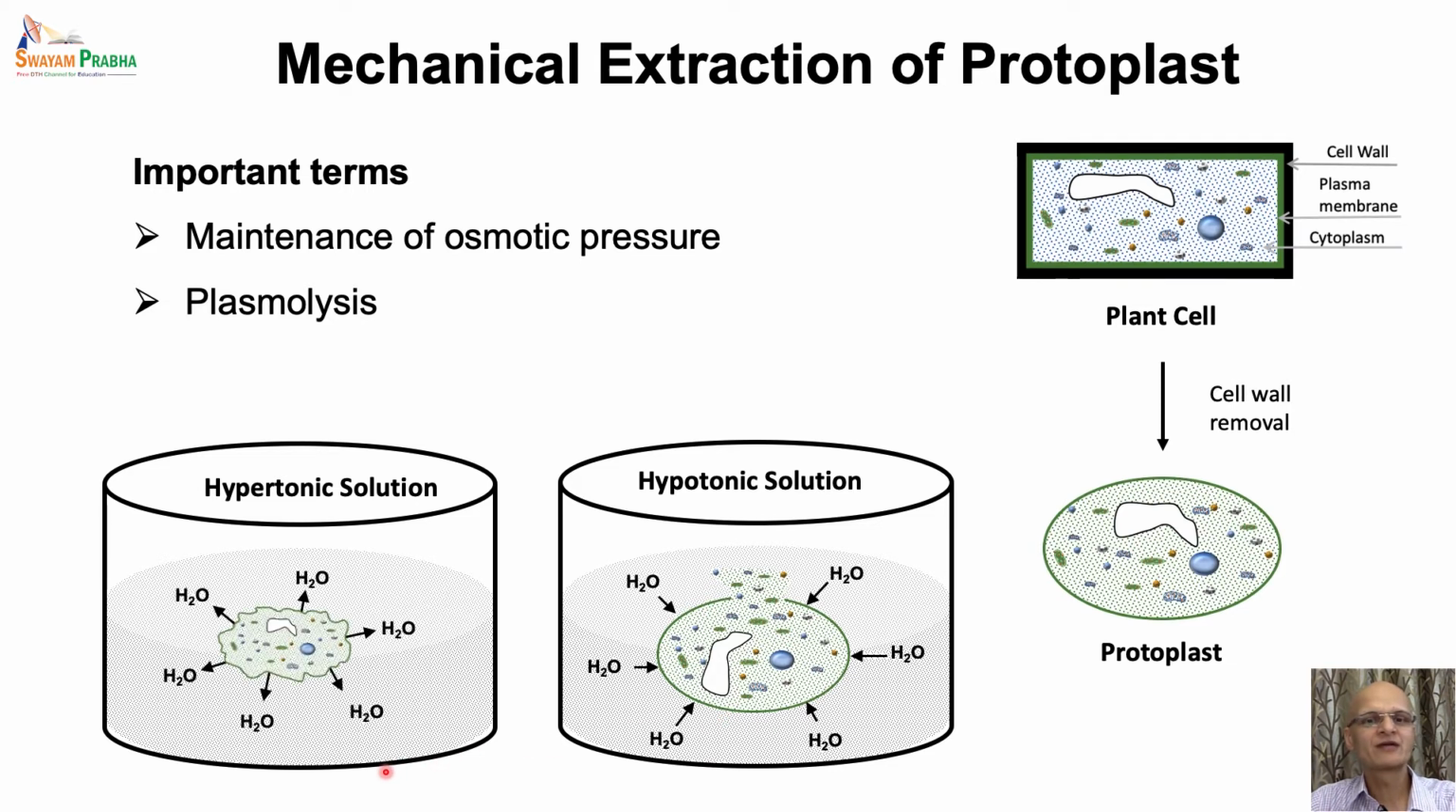But in the hypertonic solution, the reverse will happen. Now the water will move out of the cells or protoplasts to the surrounding media, and the protoplast will shrink. This phenomenon of shrinking of protoplasts in the hypertonic solution is called protoplast plasmolysis. Therefore, it's very important to maintain the osmotic pressure at suitable levels to maintain the protoplast in the liquid nutrient media. Usually, protoplasts can be maintained easily in a slightly plasmolysed state.